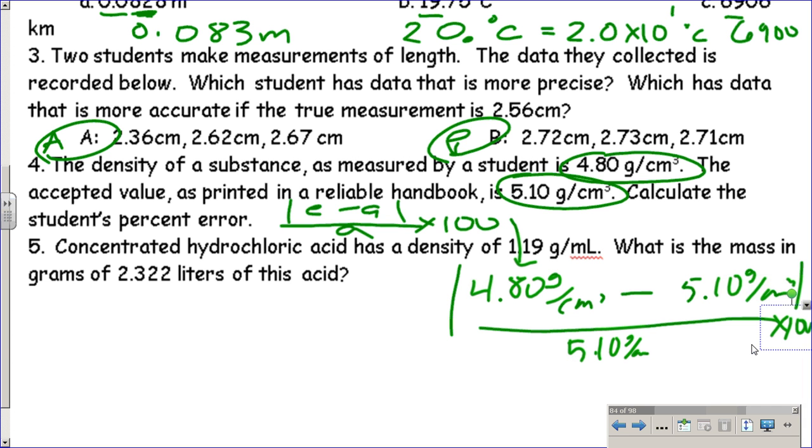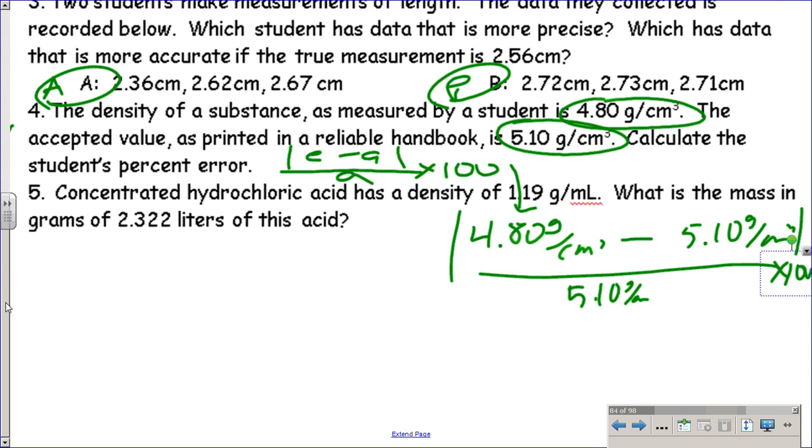So when you do this, what is 4.8 minus 5.1? Or what's the difference? 0.3, right? So 0.3. But ignoring the fact that you have a fraction here, when you're subtracting numbers, how do you control the sig fig or decimal? What's important here? Decimal places, right? How many decimal places? 2 and 2.